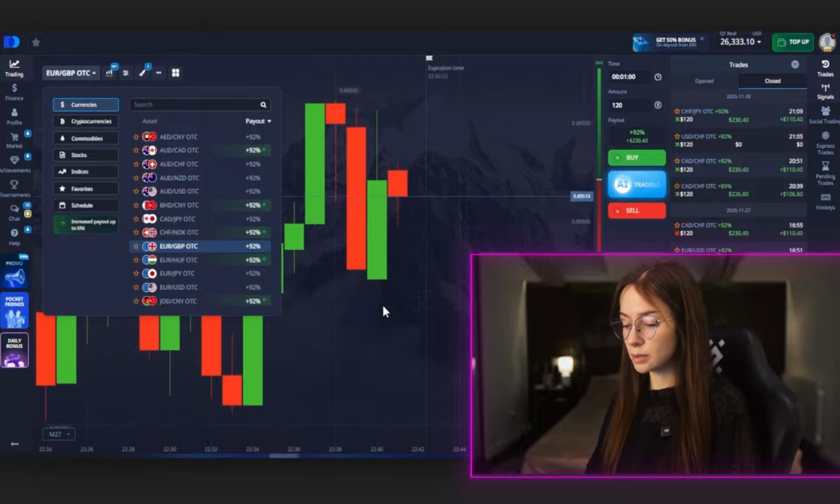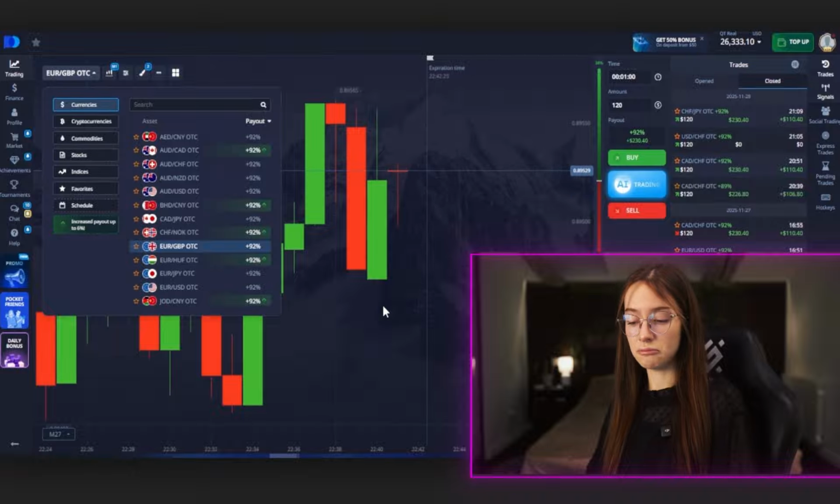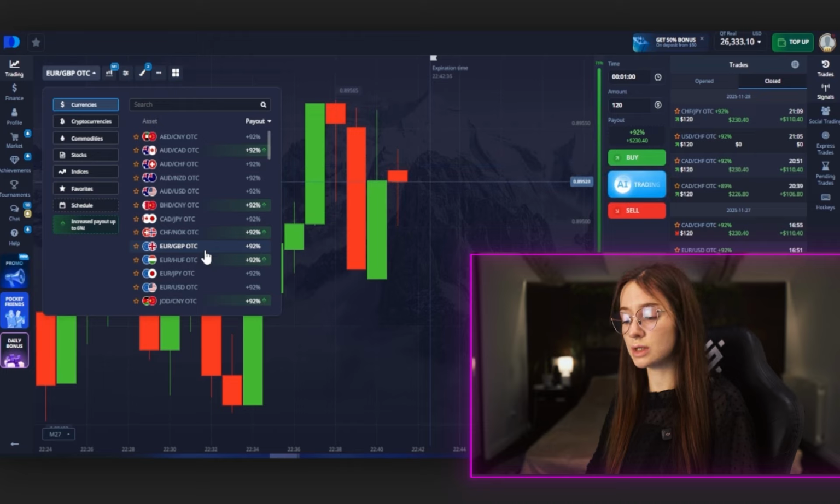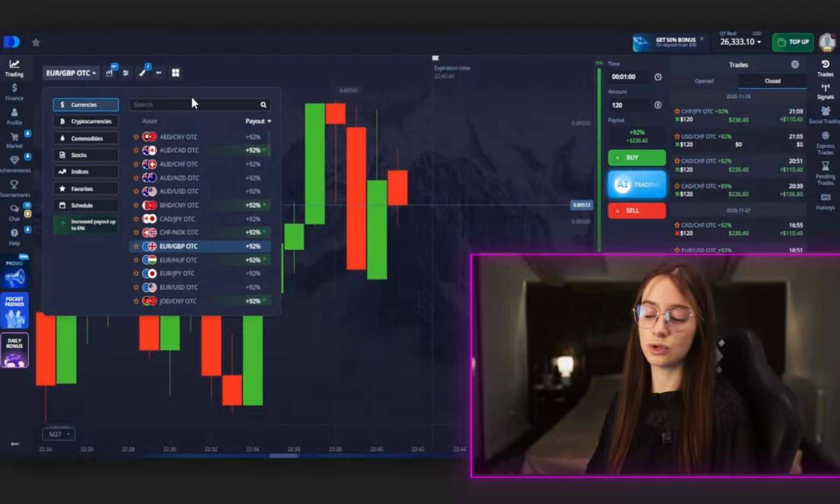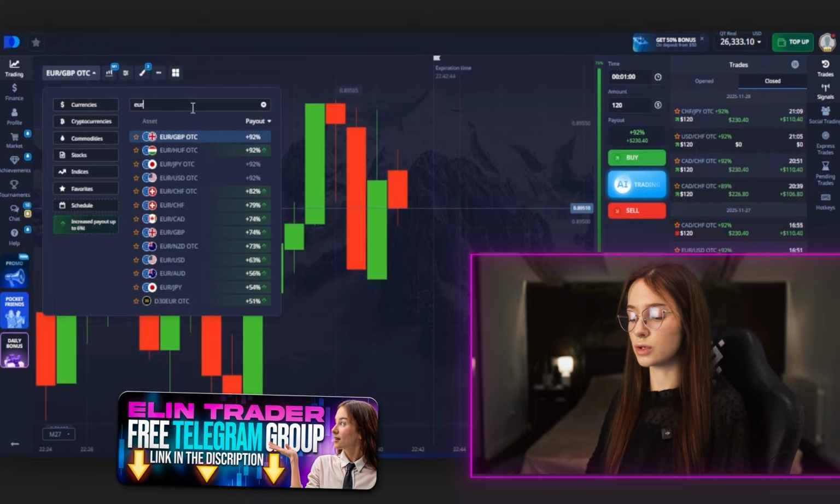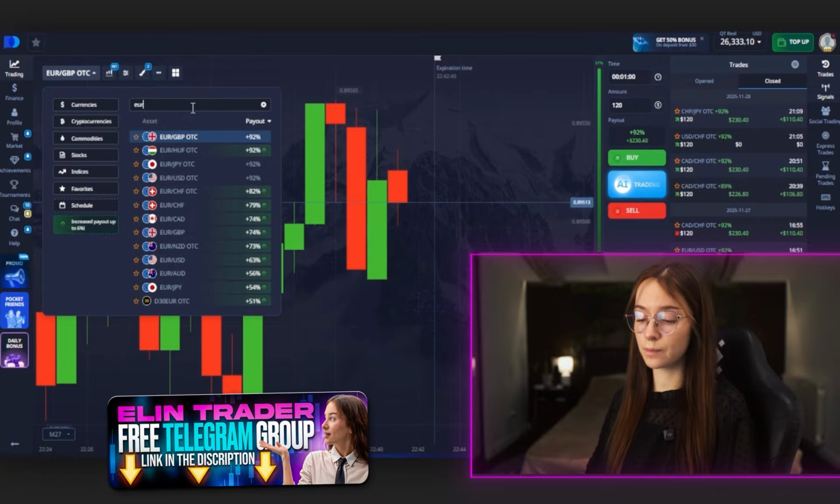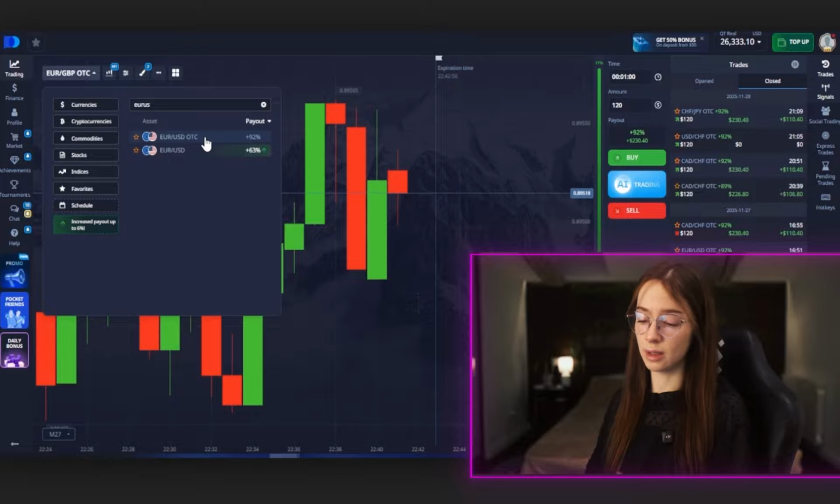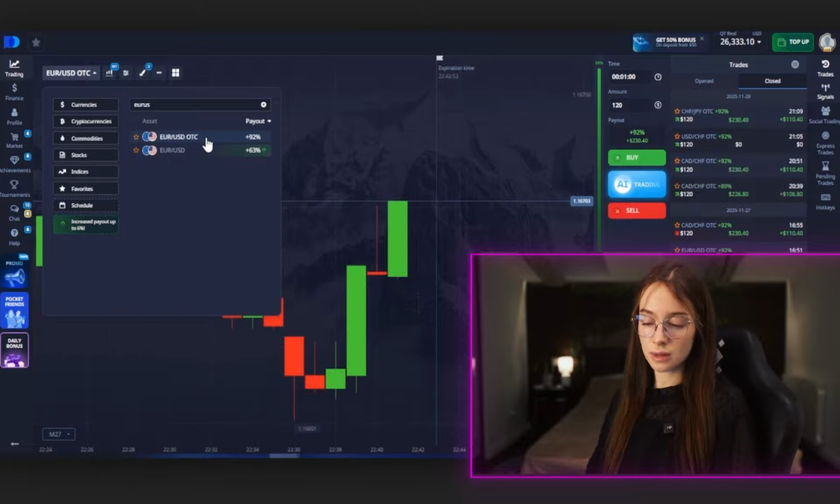Next, select pairs with reasonable volatility. Pairs that move too sharply generate many false signals. Pairs that move too slowly provide too few opportunities. The optimal balance includes pairs such as euro and dollar, euro and British pound, euro and Japanese yen. These pairs respond well to levels and allow for solid technical analysis. We do not choose randomly. We approach this strategically.